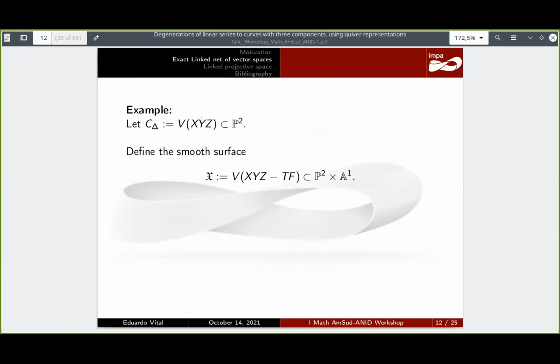And another example here gives a negative answer to the question raised by Brian Osman in 2017. Here is the very step following the motivation. We will obtain an exactly linked net which arises as a degeneration of a linear series, right? So let delta be this curve in the projective plane. And we define the smooth surface X as this Vance set in the product of P2 with A1, right? Thus, when we consider the map pi as the restriction of the projection onto the second factor, we can conclude that pi is a regularized morphism of C delta, right?